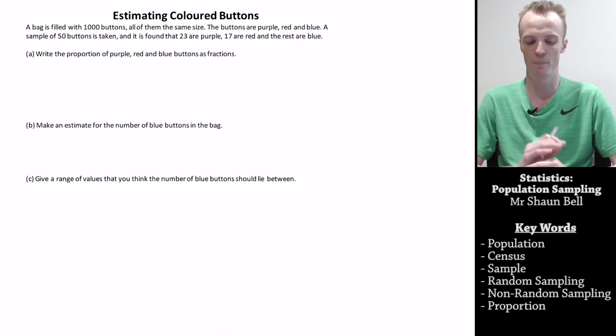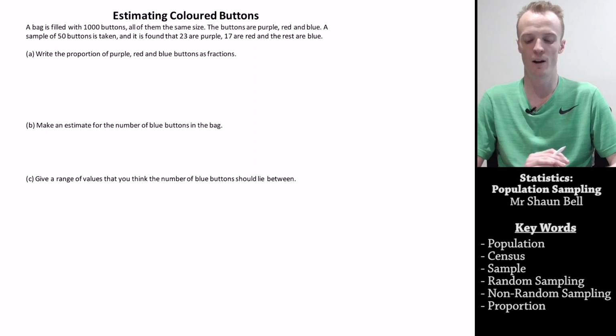So here I have a bag filled with 1,000 buttons, all of them the same size. The buttons are purple, red and blue. A sample of 50 buttons is taken and it's found that 23 are purple, 17 are red and the rest are blue. Now, the first thing that we can do with these statistics is write the proportion of purple, red and blue buttons out as fractions.